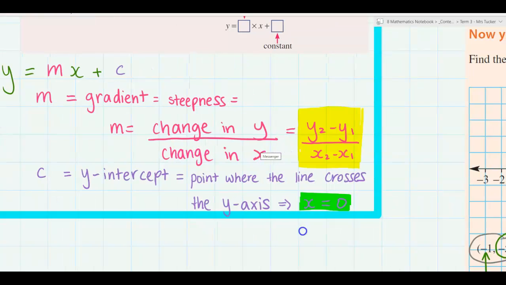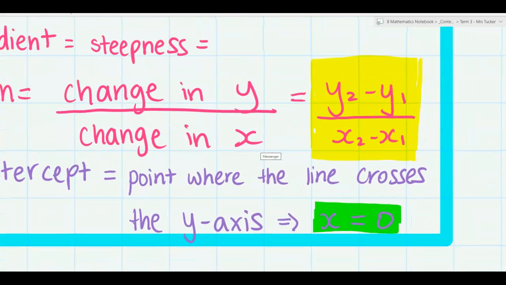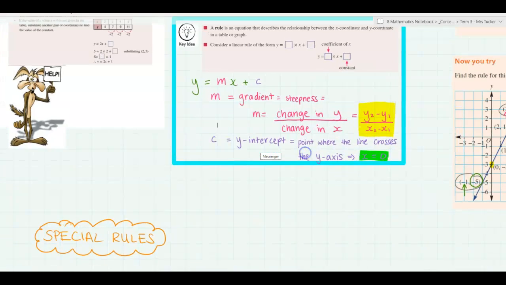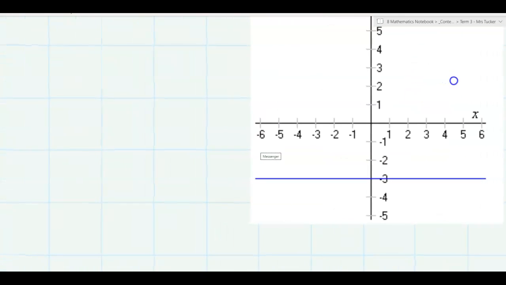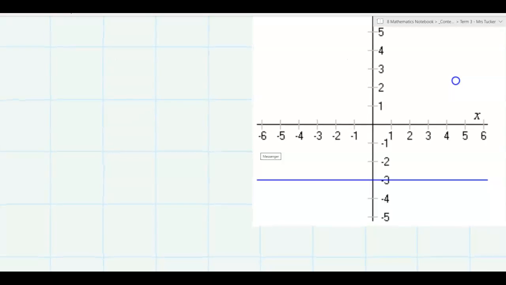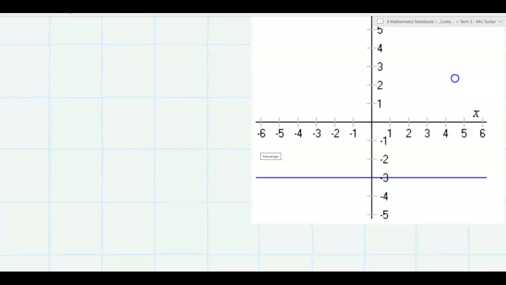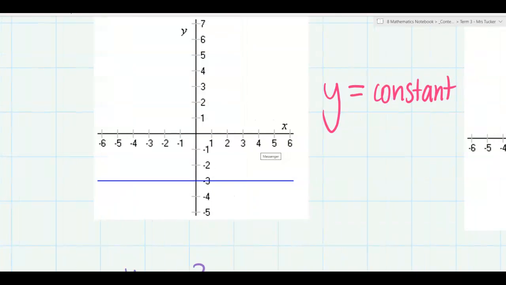Okay, good. So we looked at a few things. We looked at the fact that your gradient could also be y2 minus y1 over x2 minus x1. We looked at the y-intercept can be found when x equals 0. We looked at some special rules. If it is a horizontal line, is it a y equals line or an x equals line? Y equals. Remember it's parallel to the x-axis, so if it's parallel to the y-axis, then it's an x equals line, and if it's parallel to the x-axis, it's a y equals line.